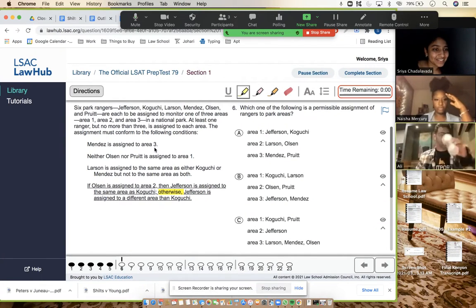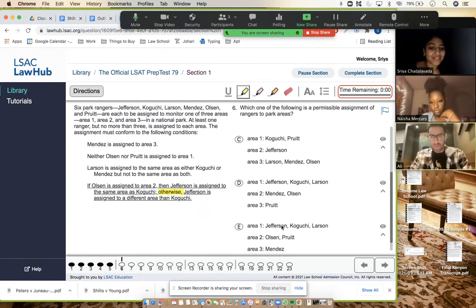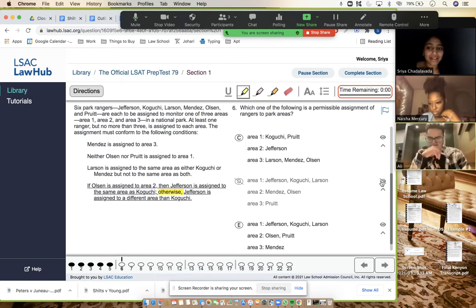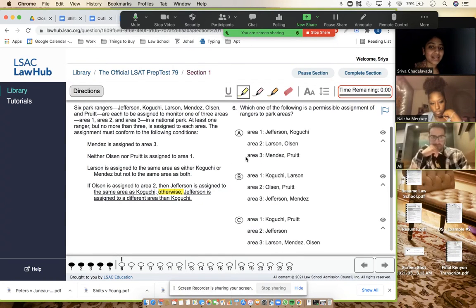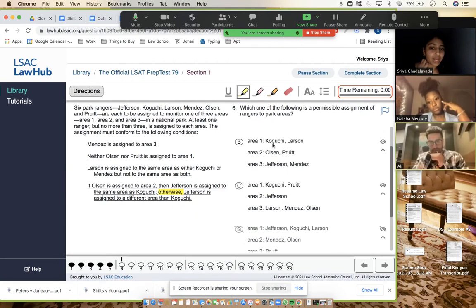Is that okay? Okay, so M is assigned to 3. M is in 3, M is in 3, M is in 3. Whoop, M's not in 3. We can get rid of that one. O or P is assigned to area 1, right? So neither O nor P is in 1. So, okay, that's okay.